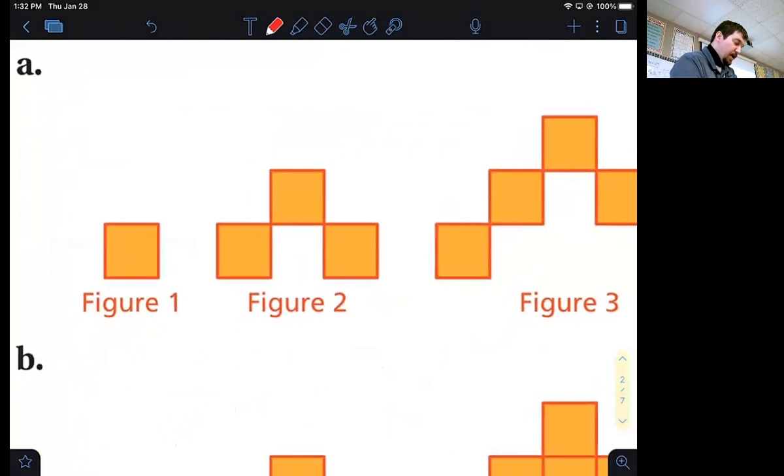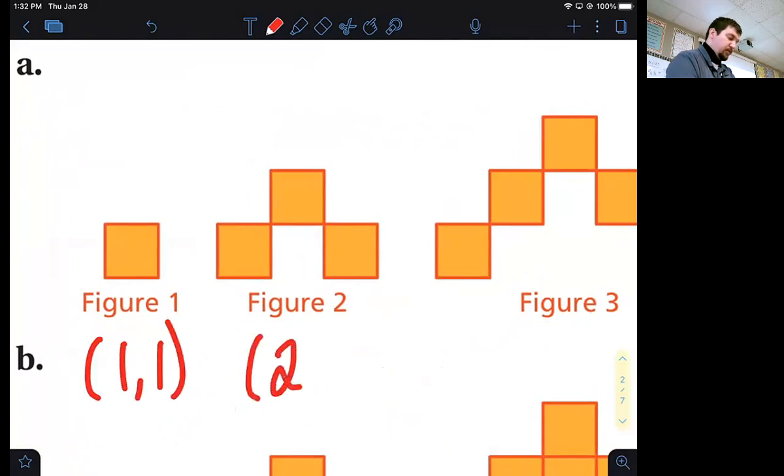So in figure 1, what's my area? 1 square. In figure 2, what's my area?